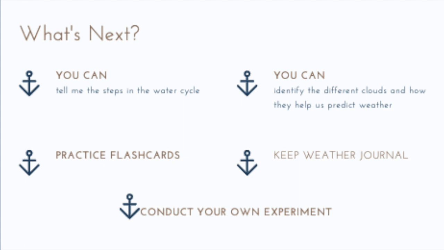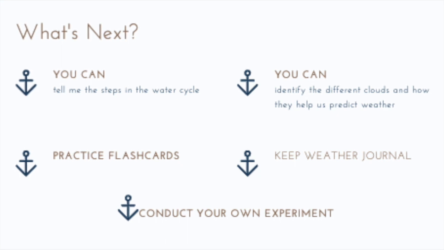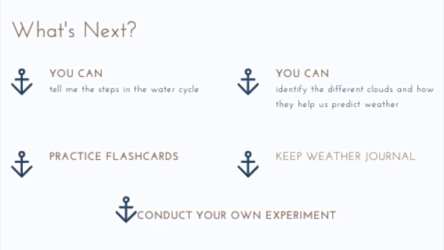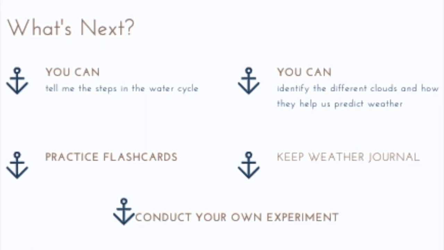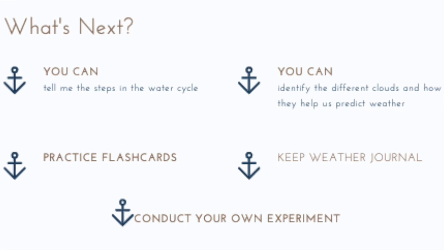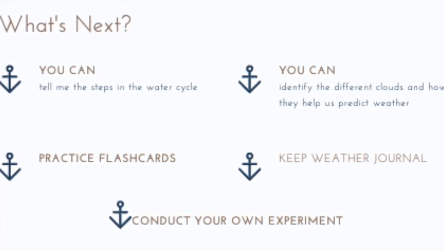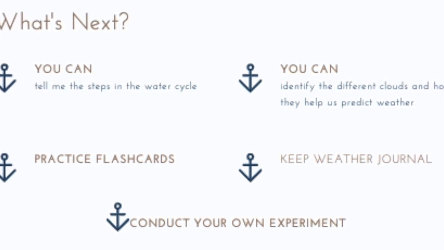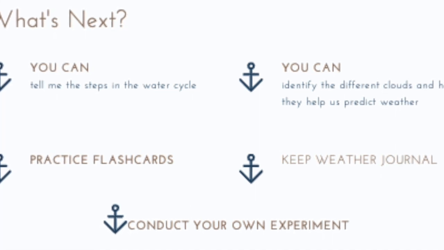So, let's review what you learned and some next steps. You can now tell me the different steps in the water cycle. You can also identify the different clouds and how they help us predict weather. Next, I want you to practice these weather term flashcards, keep your weather journal daily, and you're going to be conducting your own experiment. So, tomorrow you will see another video that shows you how to conduct 2 different experiments.